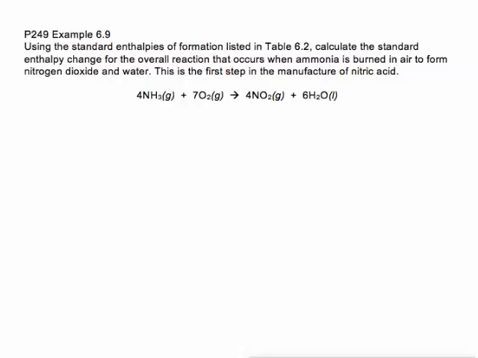We've learned previously how to use Hess's law to find the total enthalpy change of a reaction by adding up the individual steps. This can take that one step further and talk about standard states. So we can use the standard enthalpies of formation that are listed in a table to calculate the standard enthalpy change for a reaction.